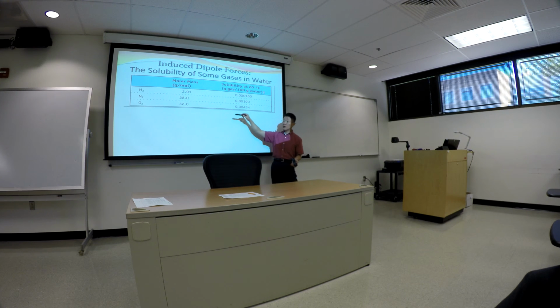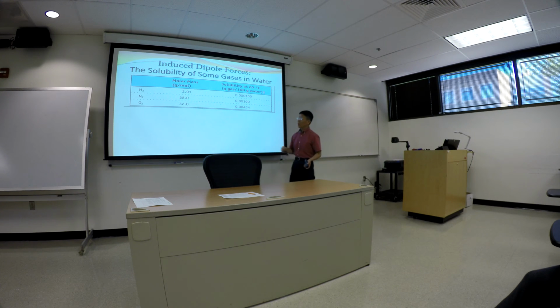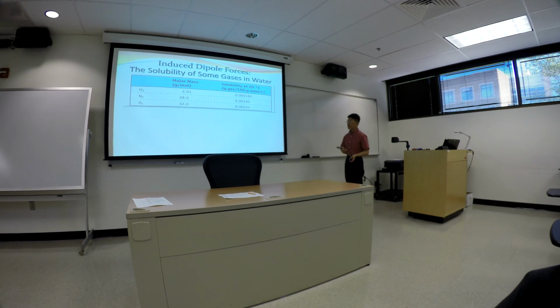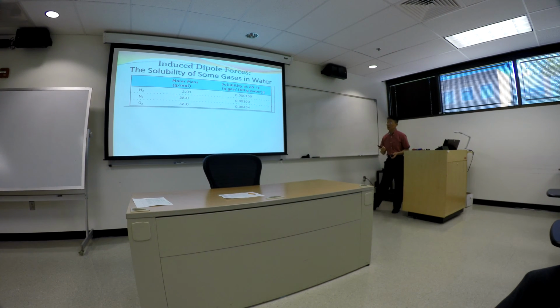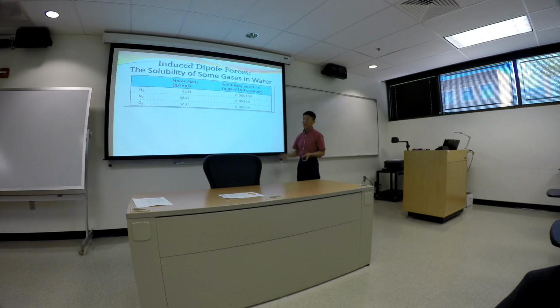Now, if you go from 28 to 32, nitrogen gas to oxygen gas, you see a solubility increase of a little bit more than double. 0.0019 versus 0.00434. What can we conclude based on this particular data table?